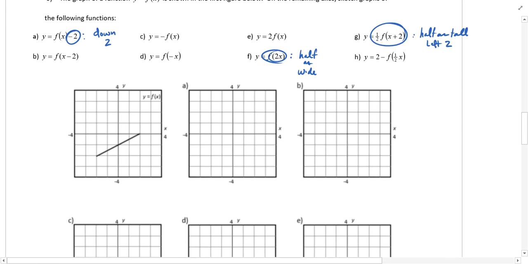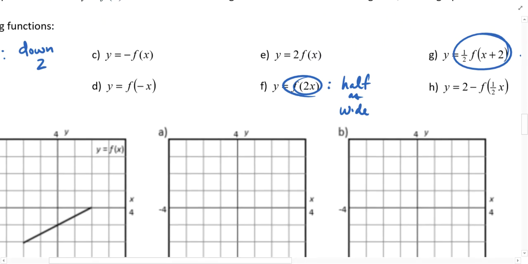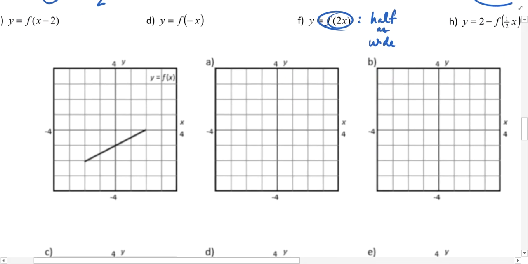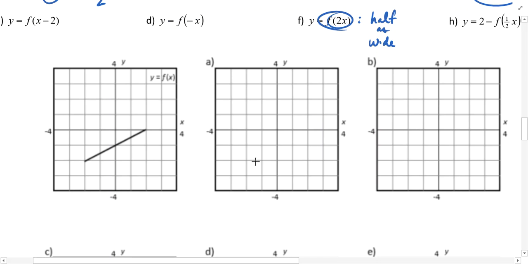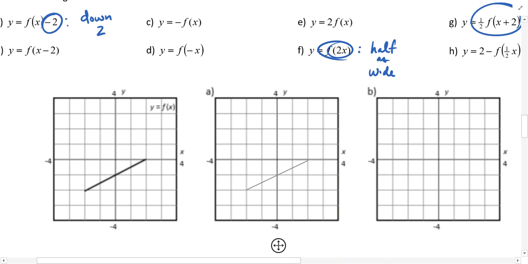So let's see if we can recreate these images. Part A. One of the tricks that I had mentioned in the videos this week was to re-sketch the original graph and do so very lightly. So the original graph looks something like this. And if my transformation tells me to slide this down 2 units, then I'm going to recreate it where each of these data points, or the key data points, are all moved down 2 units.